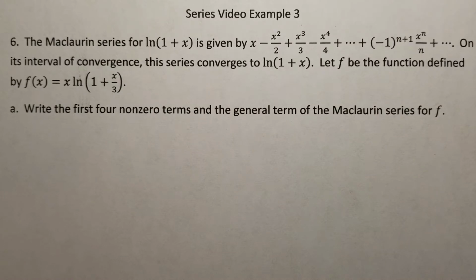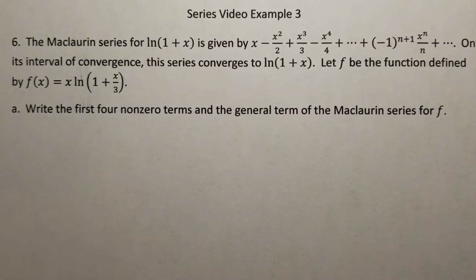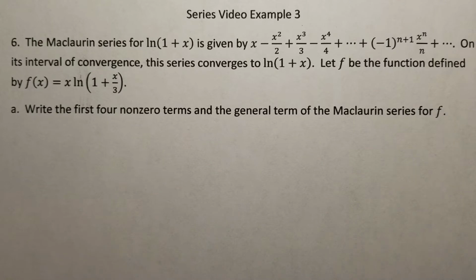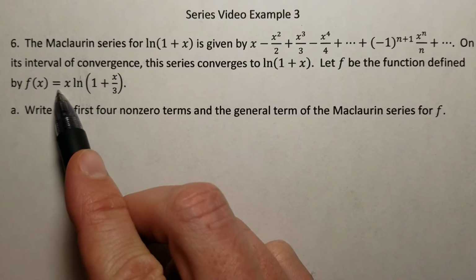Now it says let f be the function defined by f of x equals x times natural log of 1 plus x over 3. Now for A, it wants us to write the first 4 non-zero terms and the general term of the Maclaurin series for f. So we want the Maclaurin series for this.